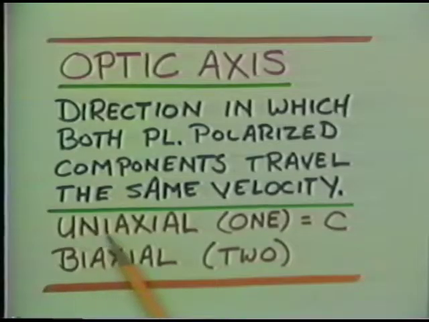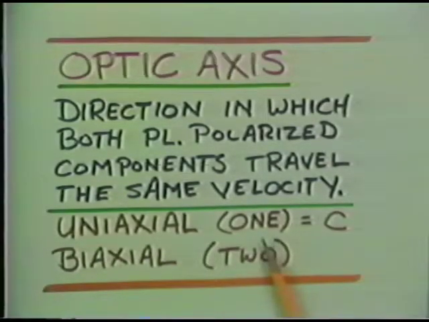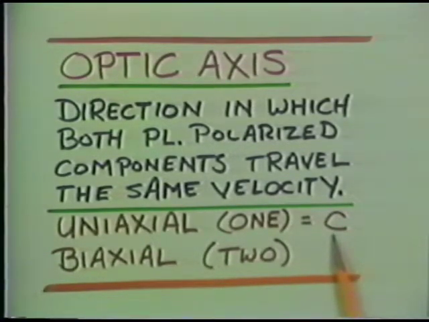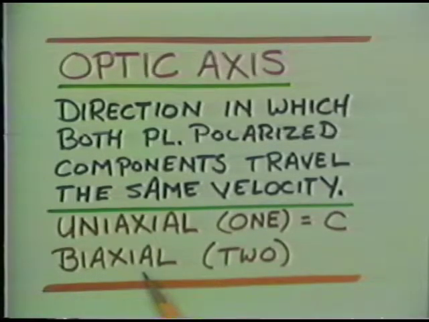In uniaxial crystals, there is only one direction in which both plane polarized components travel the same velocity. Uniaxial, one optic axis, and that optic axis is tied to the C crystallographic axis. Biaxial crystals make up a second class because in biaxial crystals there are two optic axes. So the distinction between uniaxial and biaxial comes in the number of directions in which both plane polarized components can travel the same velocity.